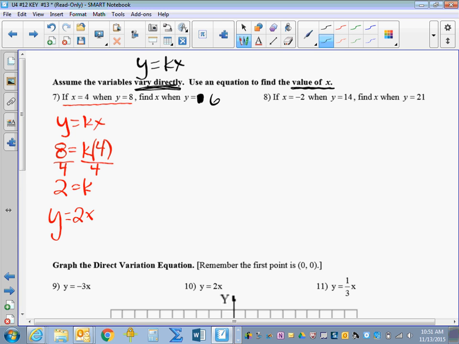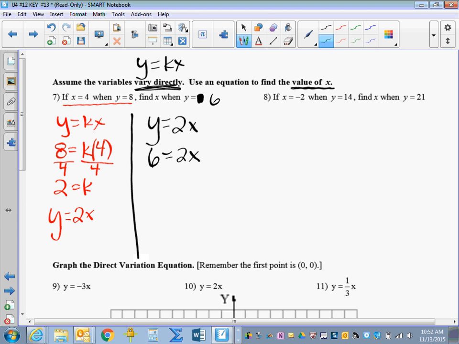Alright, so now we have our y value, we have our k value, we need to find x. So this is my next piece. I start off with my equation. What's my y value? 6. So I take 6 and substitute it in.